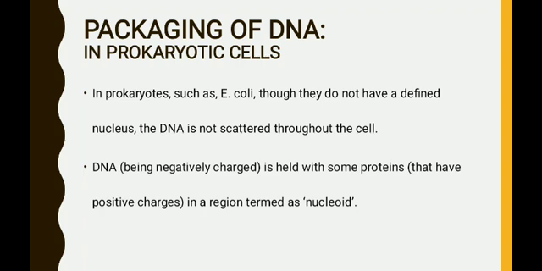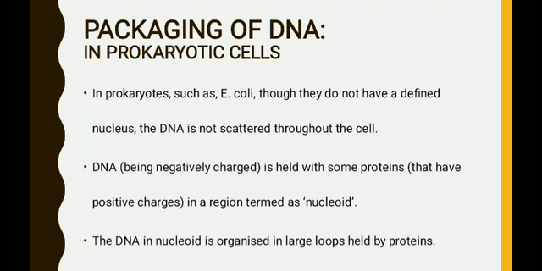So there is no nucleus in prokaryotes, but the DNA is located in the cytoplasm in a particular region, and that is a circular, double-stranded DNA associated with some positively charged, non-histone proteins, and that structure is called the nucleoid. The DNA in a nucleoid is organized in large loops held by proteins. It looks like large loops held by the proteins. So this is regarding the packaging of DNA in prokaryotes.